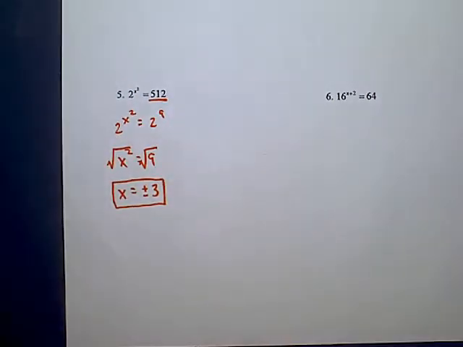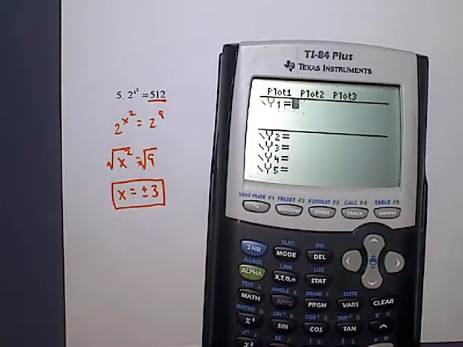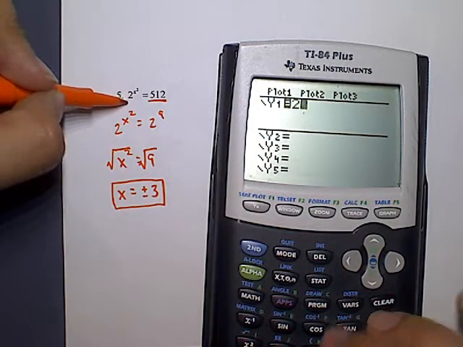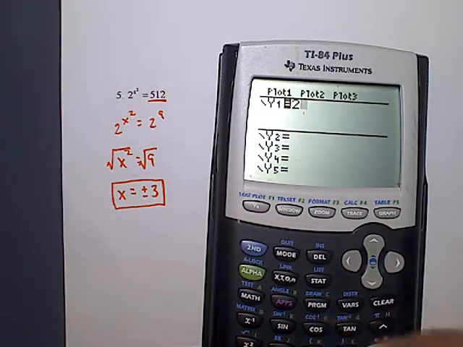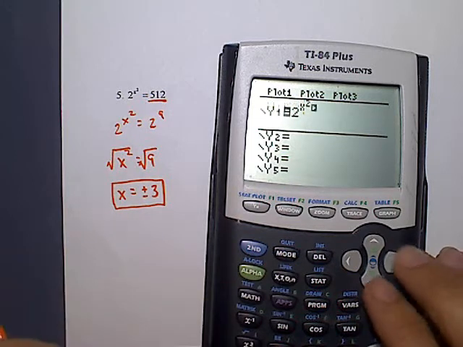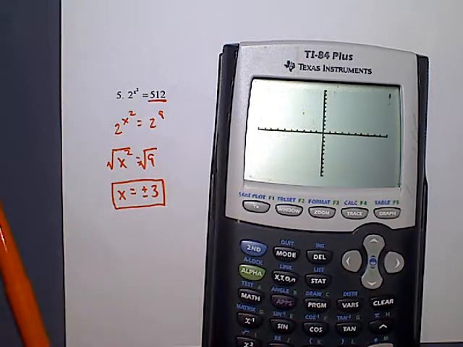Now, I can prove this once again by using y equals on the calculator. As with all equations, every single time that you are solving, we can always solve by putting the left side of the equation into y1, the right side into y2, and finding the intersection point. So let's do 2 to the power of x squared and 512. Let's graph it.